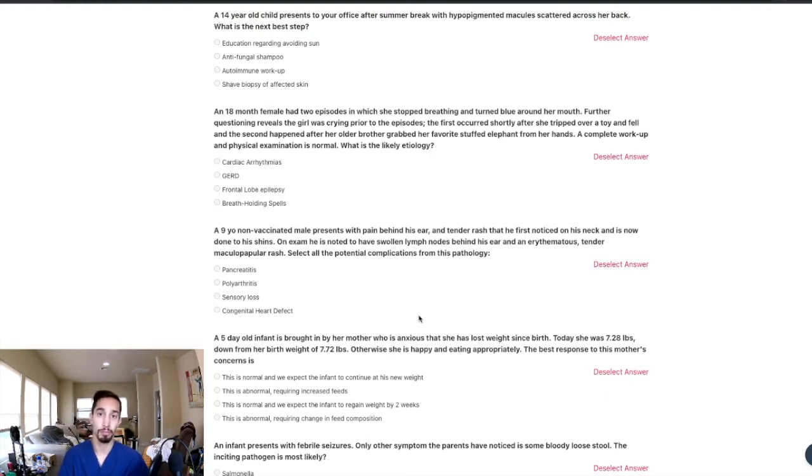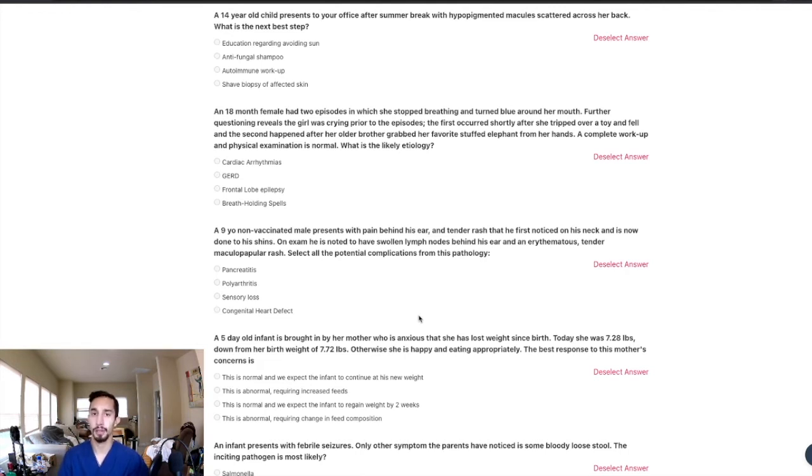2. Antifungal shampoo. Good if you think versicolor. 3. Autoimmune workup. Okay. And 4. Shave biopsy of affected skin. All right. Seems a little aggressive on a 14-year-old particularly. So 14-year-old, summer break, hypopigmented macules, I would say best choice, tinea versicolor, especially with the picture we just saw, we would give an antifungal shampoo.